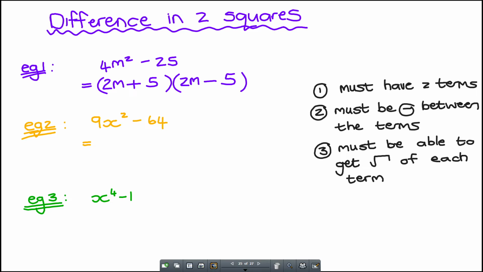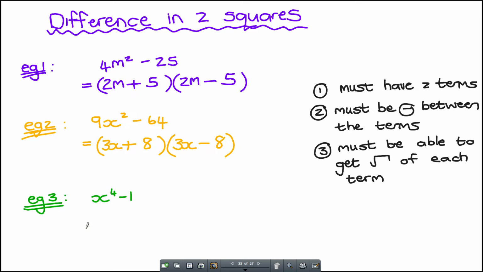Okay, example 2. Let's just run through our rules. Have we got two terms? Yes. Is there a minus between them? Yes. Can I get the square root of each? Yes. So then I know I will have two brackets. First one with a plus, second one with a minus. What is the square root of 9x squared? 3x. So I write that first in every bracket. Let's get the square root of the second term. So the square root of 64 will be 8. So I write that second in each bracket. And that is it.